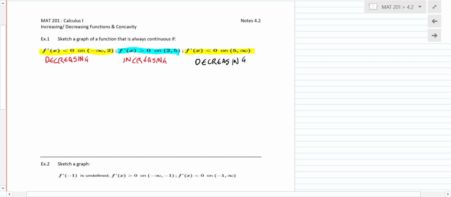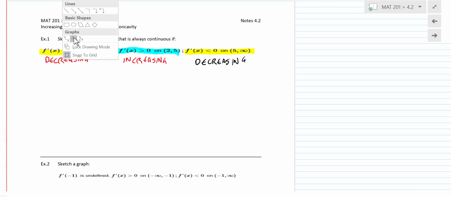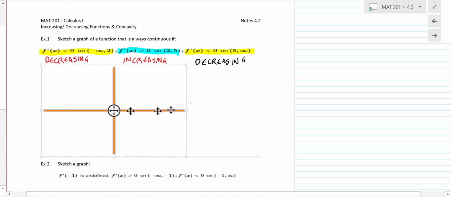And there's an infinite number of possibilities to this. So the idea would be that you just sketch a graph. So I'll make an xy axis here. And let's see, we're going to go from negative infinity to 2. We just want to make sure that the function is decreasing.